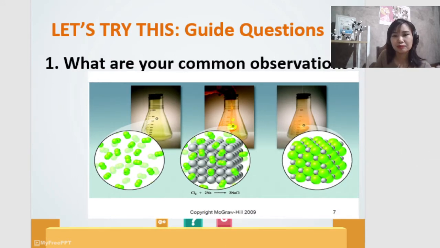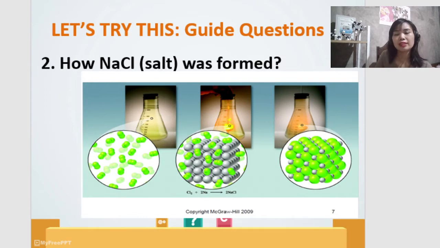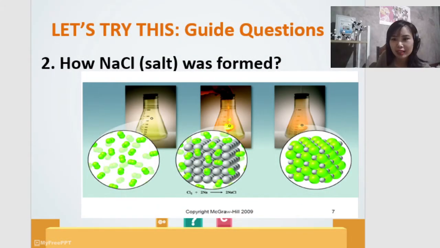Okay, next. So for our number two, how this sodium chloride or salt was formed. Ready? In 10 seconds, go. Time is up. Now let's go back to our question number two. Of course, formation of sodium chloride begins as sodium that is added to the chlorine. Added, no? Magidungagan lang siya. Just try to check lang.